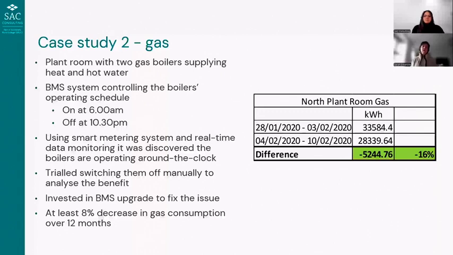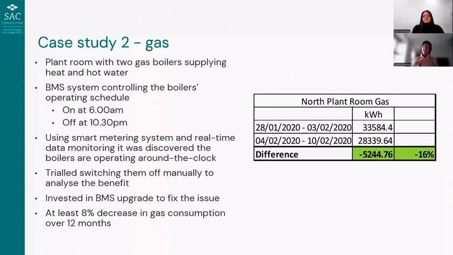So before we went and fixed the BMS issue, we trialed manually switching them off every night and switching them back on every morning. We just asked the engineers who were in the shopping center to go and switch them off at 10:30 and switch them back on at 6 o'clock in the morning. And we did it for a week. And thanks to having the smart meters, I was able to analyze it within a few days to see what kind of difference it made, and then use this data to justify the fixing of the fault within the BMS.